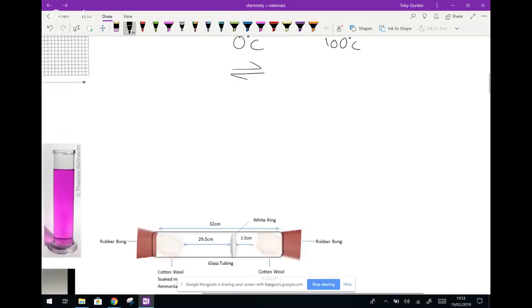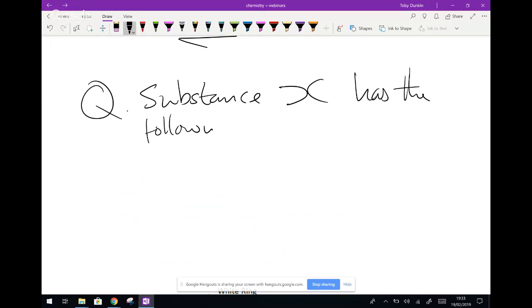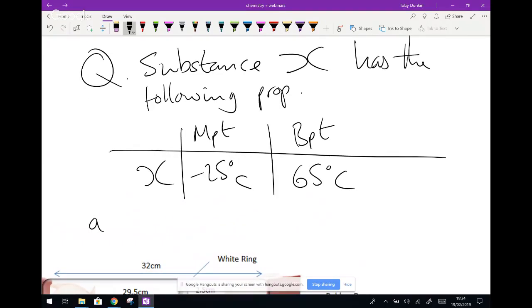I'm going to just drop into another GCSE question at this point. It says, Substance X has the following properties. This is me writing GCSE questions, but this is just one that happens to come to mind. So it says X, and then on the little table, it says melting point minus 25 degrees C, and boiling point 65 Celsius. By the way, Juyi, I haven't forgotten about your sublimation question. I'll come to it. Question A, what is the state of X at 43 degrees Celsius?